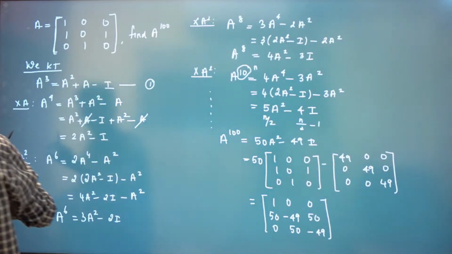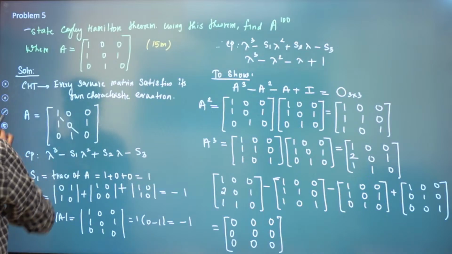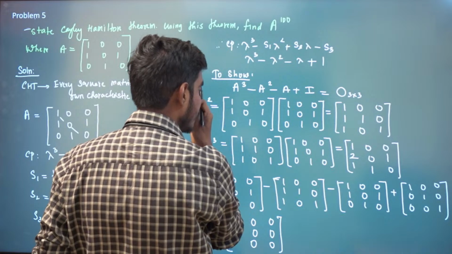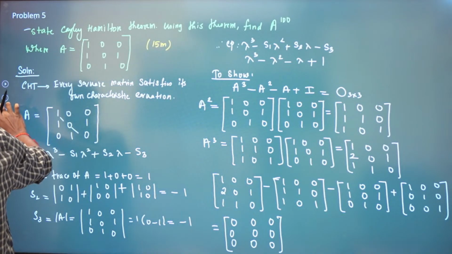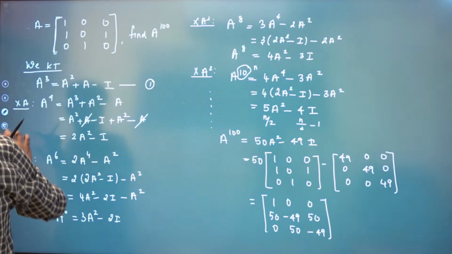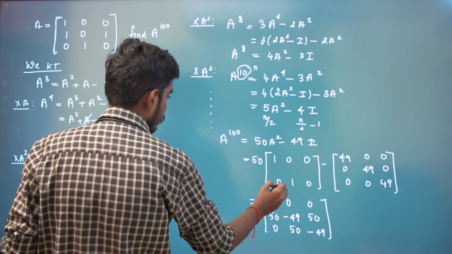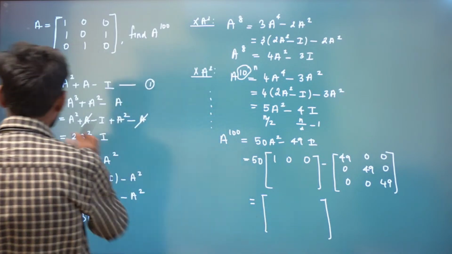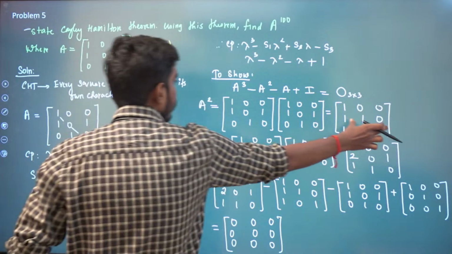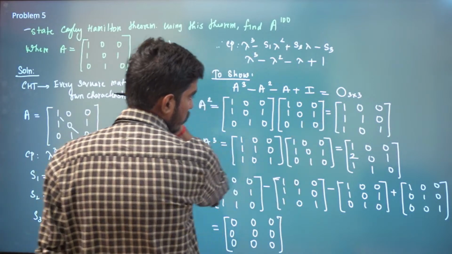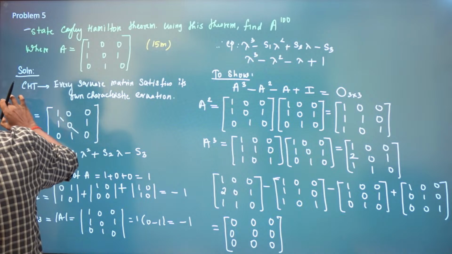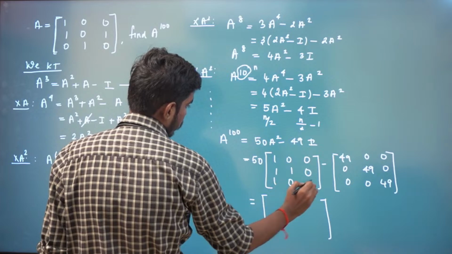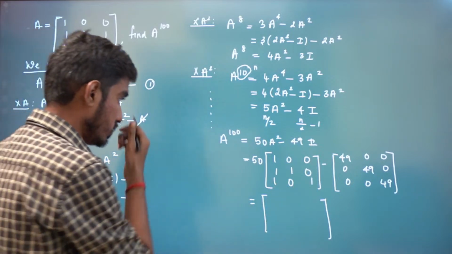What is A square? Actually, this is A square, right? I have written this as 1 0 0, 1 1 0, 1 0 1. Right? Now you multiply this.